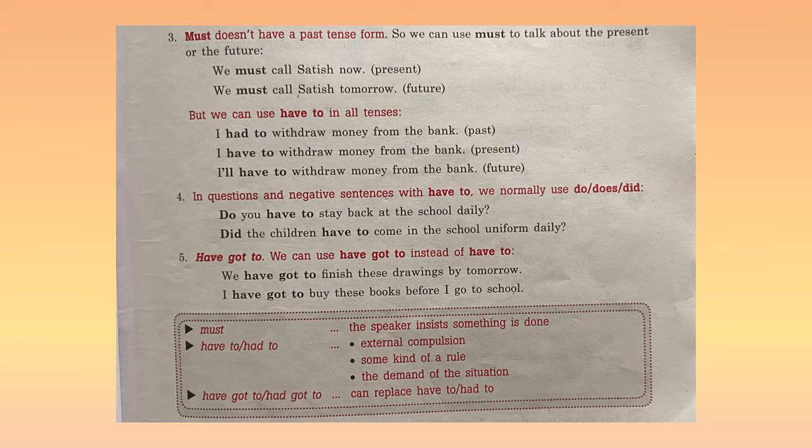In questions and negative sentences with have to, we normally use do, does and did. Do you have to stay back at the school daily? Did the children have to come in the school uniform daily? As we know, along with did, we have to use the first form of the verb. So that is why have to is used here.